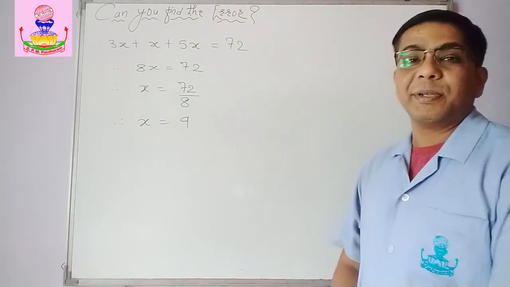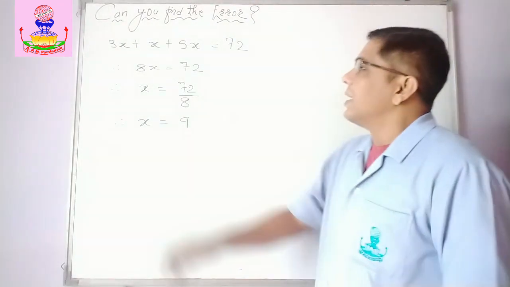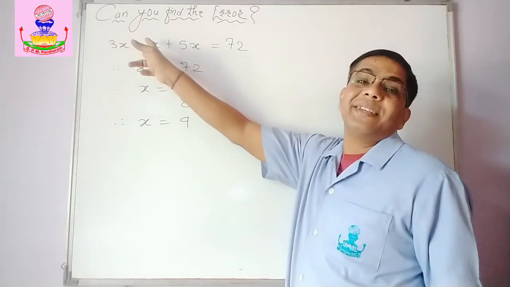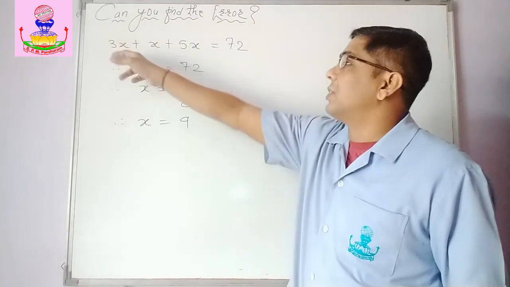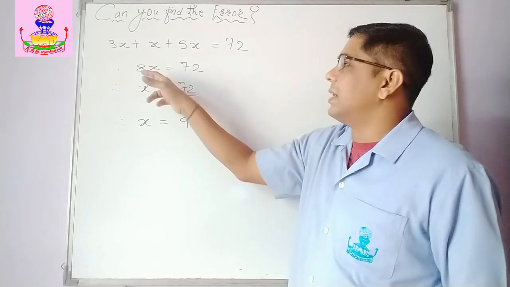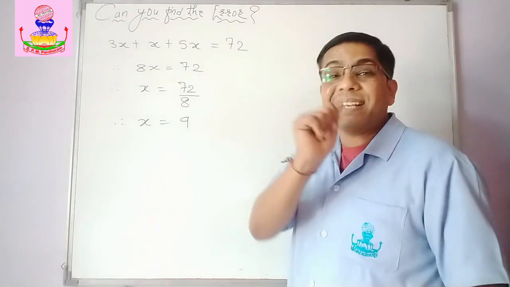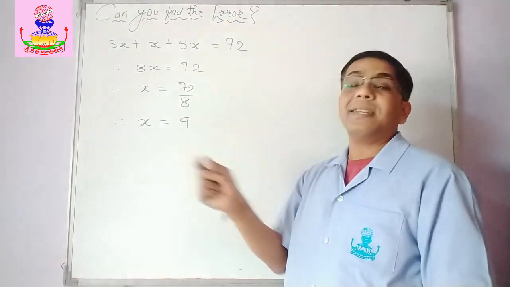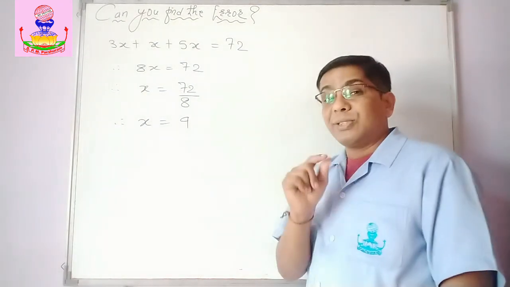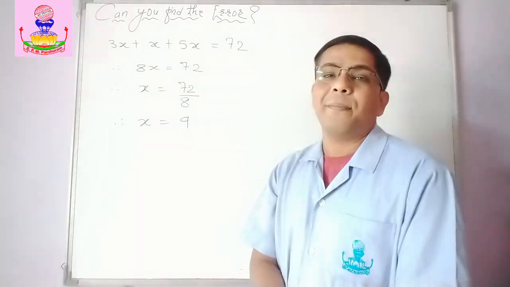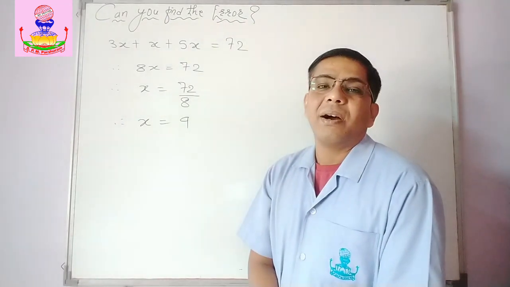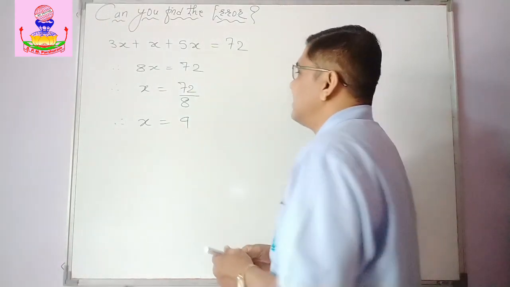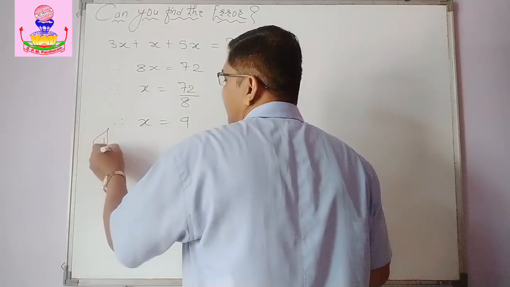This is an incorrect statement. Why? Because here 3 plus 5 is 8, but I have not taken 1 here. I forgot to take the 1, and because of that I got 8x. That is the error I have committed. So this is the incorrect statement. So what is to be done? While doing the sum, the coefficient 1 has to be counted.